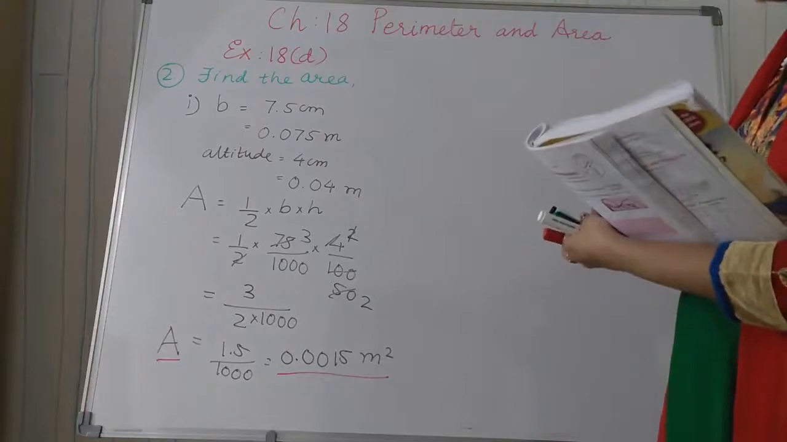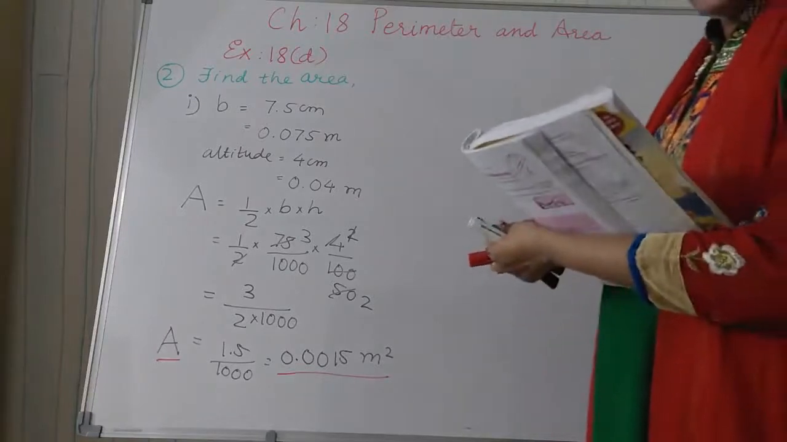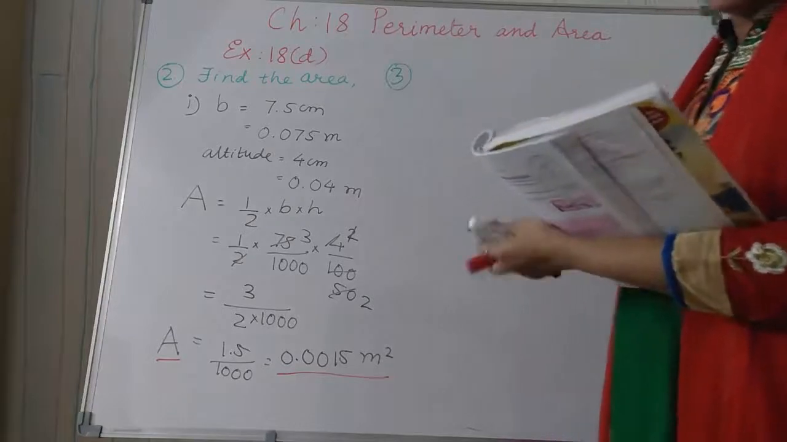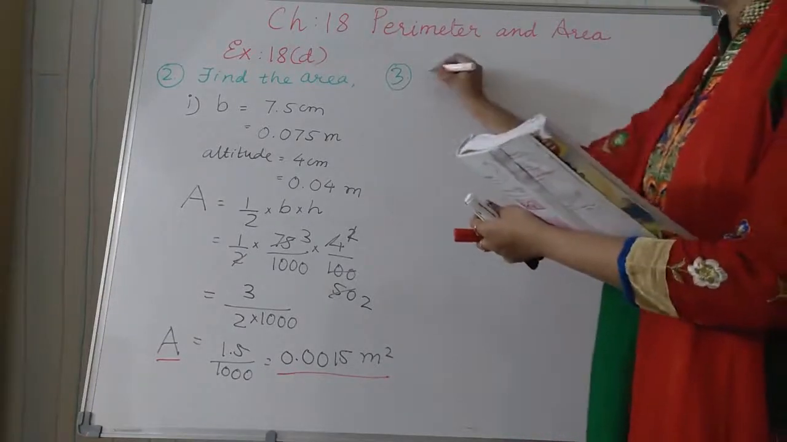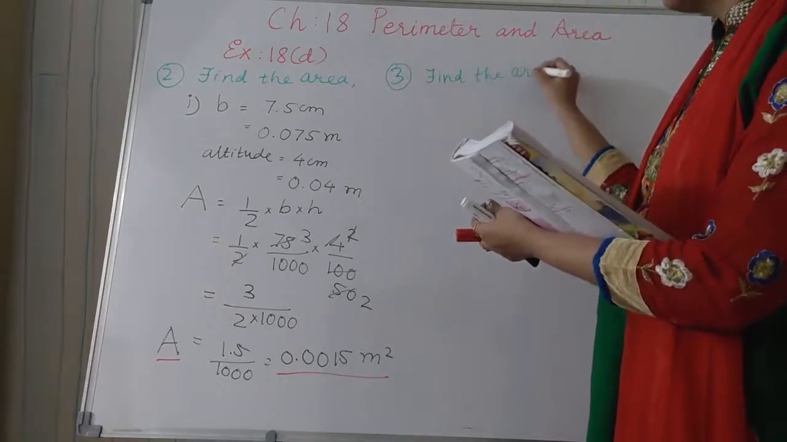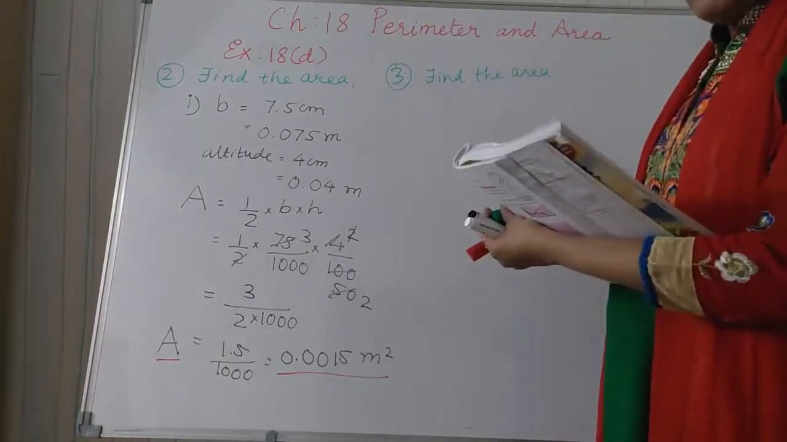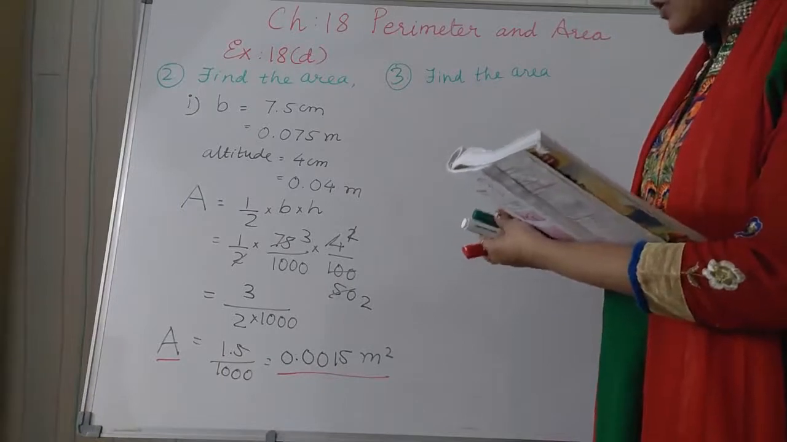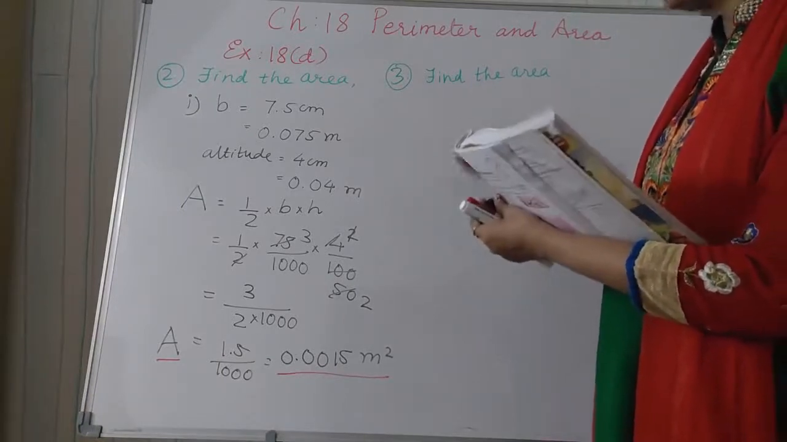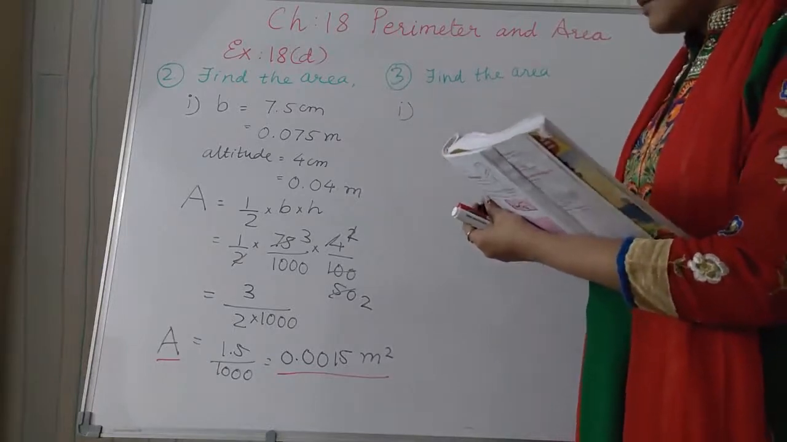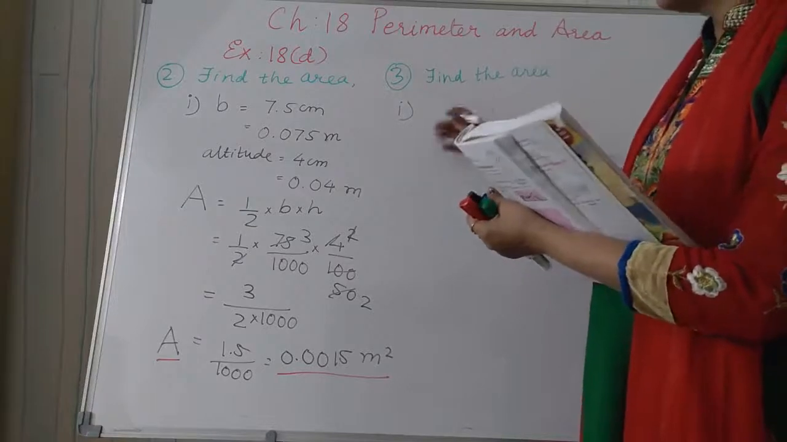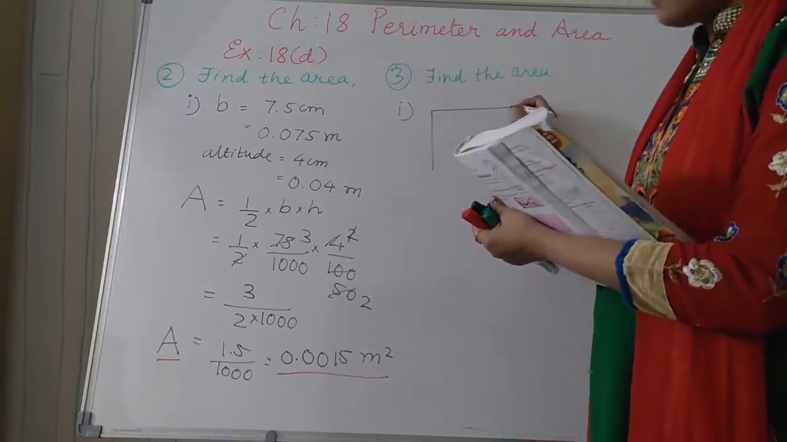Now taking question number 3. In this question, find the area again. You are given some figures, you see. So writing, find the area. Here we will take different figures to solve this. So students, I am taking the first one. The first figure I am drawing here. It is given like this.